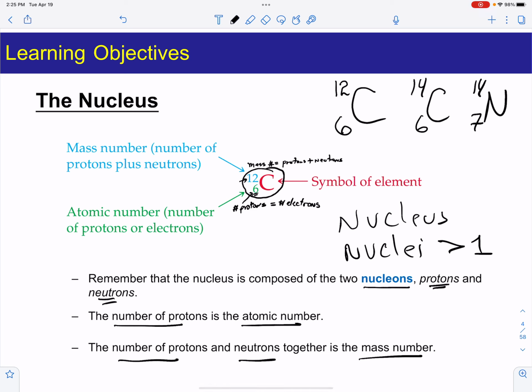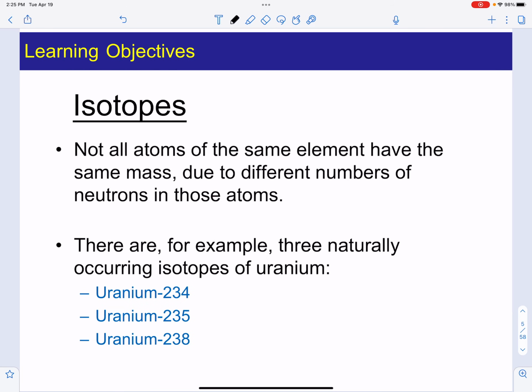That will not be an isotope because it's not the same element. So, just refreshing, isotopes are the same elements with a different number of neutrons, and we're going to show those with this symbol. However, we can also write isotopes this way.